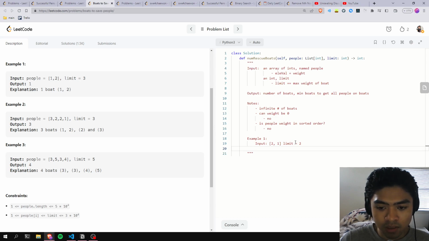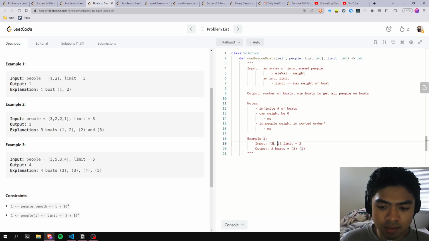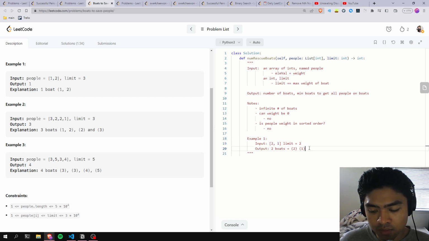So the output would be 2 boats, because we would have 2 and then 1. Two is already at the limit, so we have to put it by itself, and then 1 is by itself. That's the last person that needs a boat, so they're by themselves. Okay.